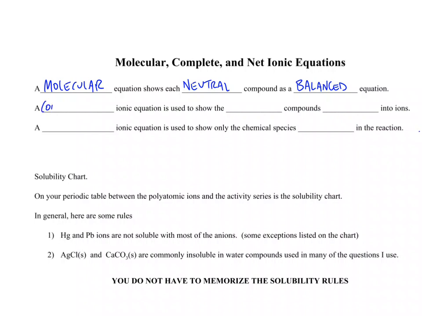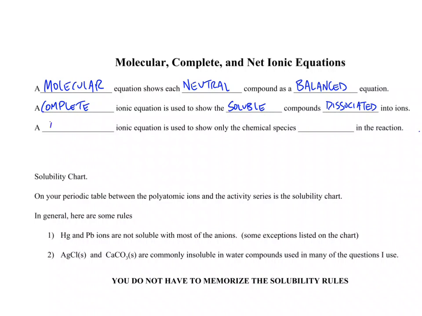A complete ionic equation is used to show the soluble compounds, meaning the compounds that are dissolved in water, and it shows those dissociated into ions. So this word dissociated means that they are broken apart, they are separated into their respective ions. So it's very important to refer to your periodic table to know the charges of each group of elements.